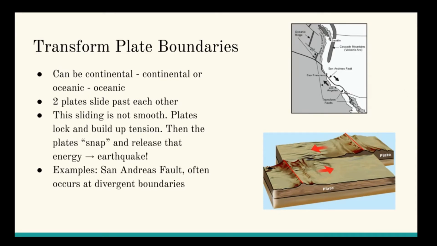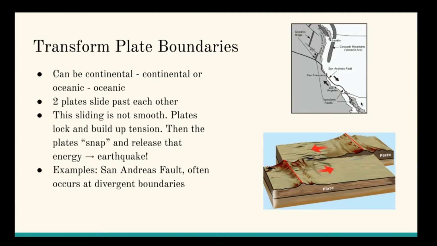You can see that right here where this arrow is moving to the northwest, and this arrow is moving towards the southeast. So these plates are not colliding, not diverging, they're just sliding past each other. The sliding is not smooth, right? As those plates move next to each other, they lock, build up tension, and then when that tension becomes too great, those plates snap and release energy. And that releasing of energy is what we experience as an earthquake. Okay? So, yes, there are earthquakes at transform plate boundaries.